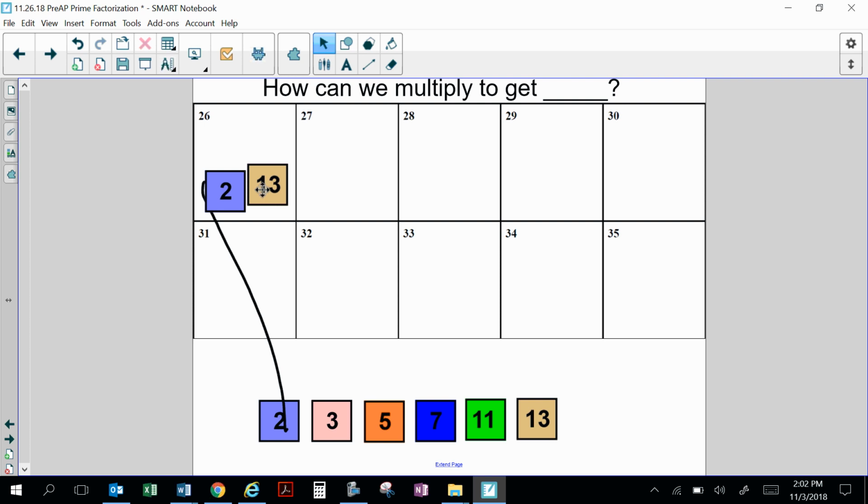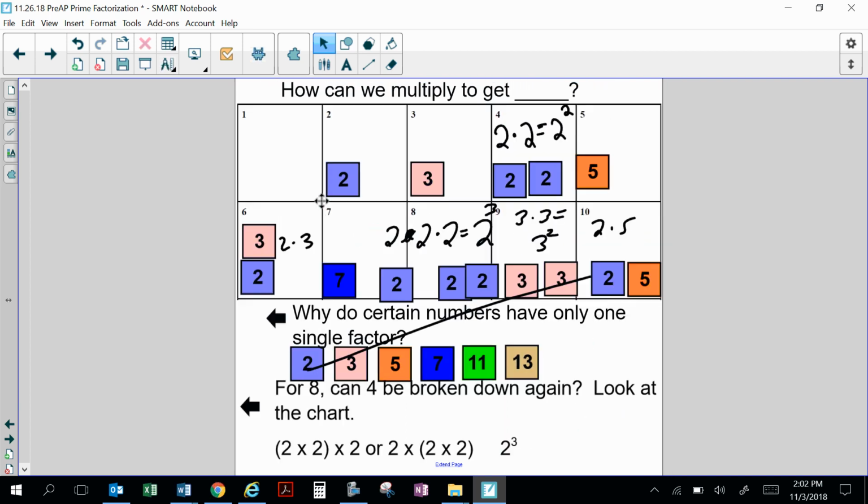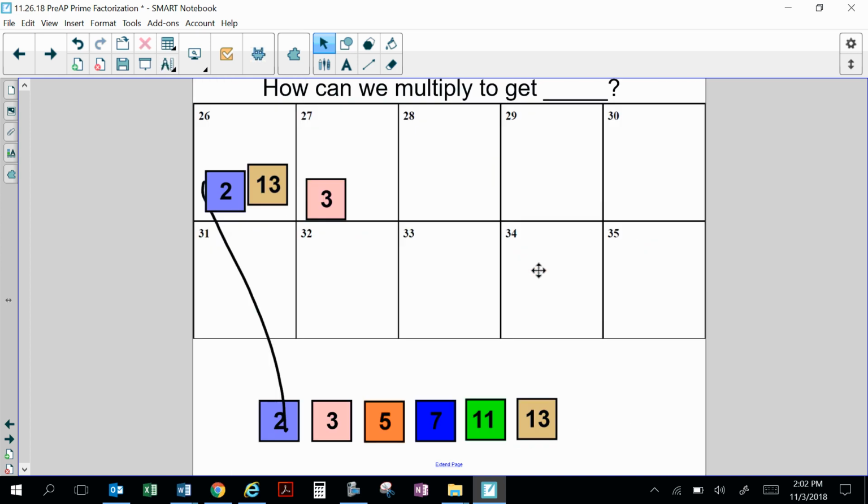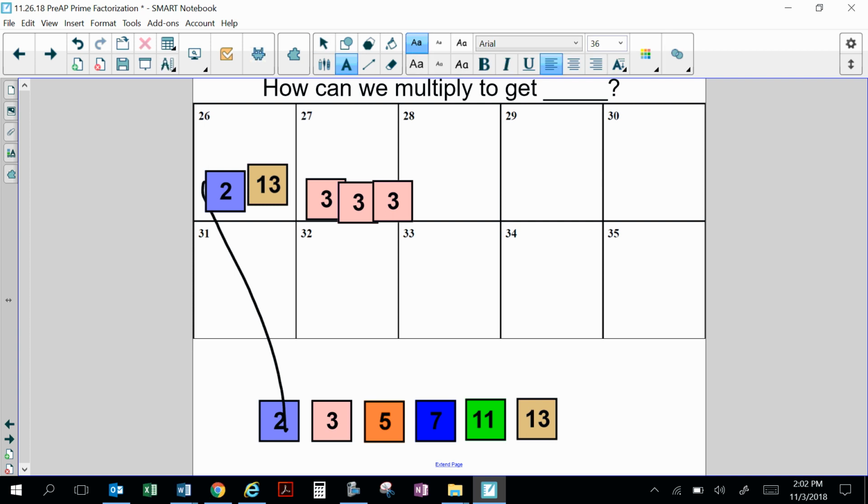How can we multiply to get 27? The factors are 3 times 9. So going back to our table, how is 9 represented? By 3 times 3. And how would you write that using an exponent? 3 cubed.